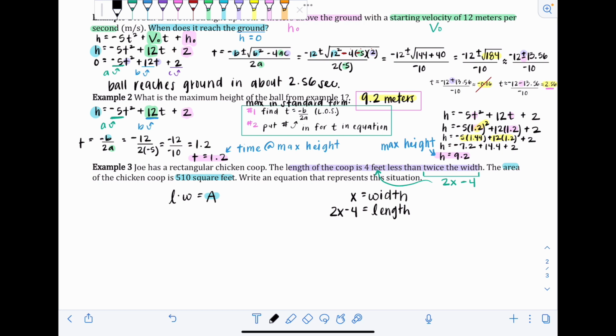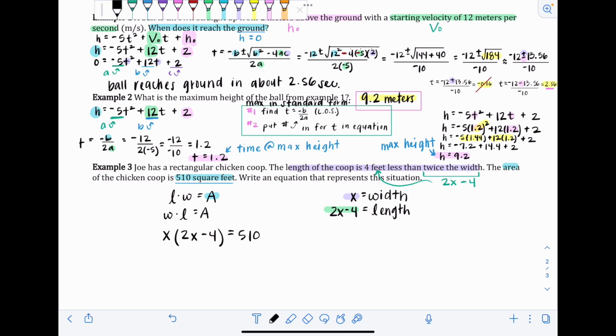And then in the formula itself, it has length times width. I think it's a little bit easier when we put just the single variable before the binomial when we write our equation, just when we go to simplify it. So I'm going to put width times length. And remember, we can always reorder factors anytime we're multiplying. So I'm going to write it as width times length, and that's just so I can put the x first. So width x, and then times length 2x minus 4, and then that's going to be equal to the area, which was that 510 square feet.